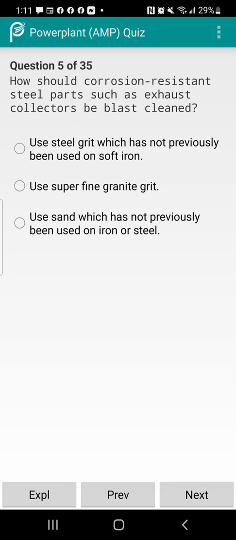How should corrosion-resistant steel parts such as exhaust collectors be blast cleaned? Use sand, which has not previously been used on iron or steel.